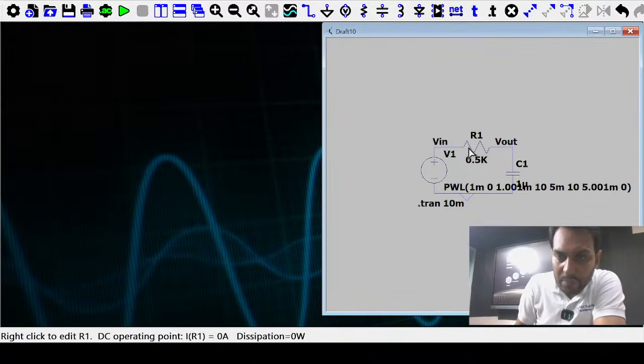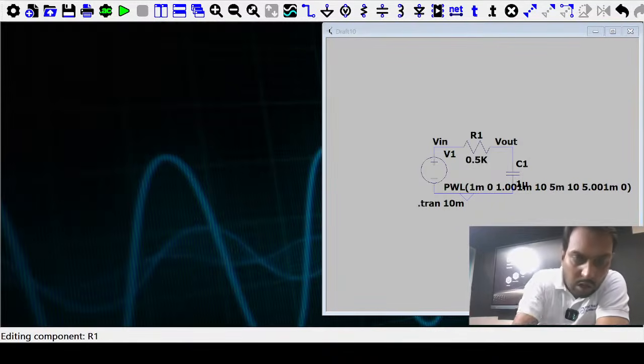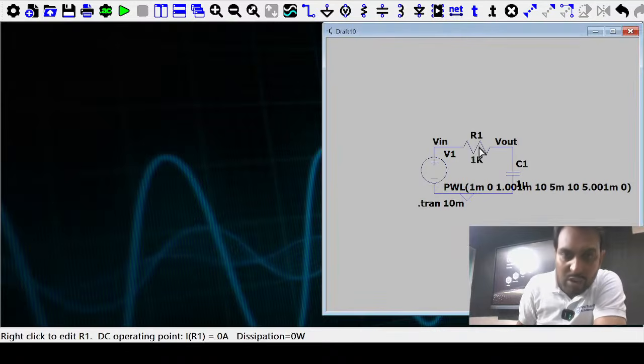What will happen? If you change it, say R is 1K, the resistance value is changed, so tau becomes 1 millisecond. For fully charging it requires a minimum of 5 tau, but you give only 4 milliseconds, so it will not charge fully to 10 volt. It is less than that.